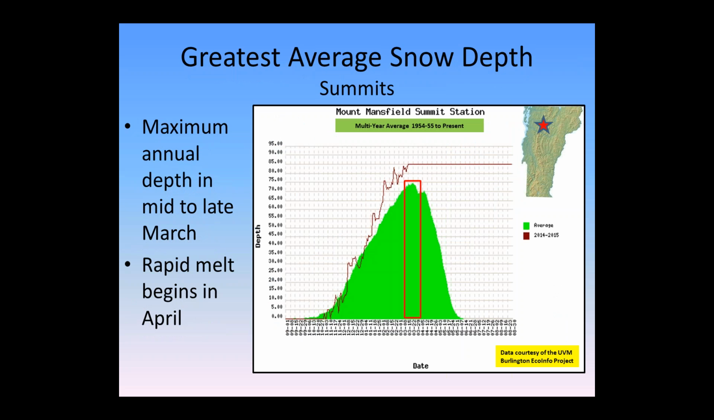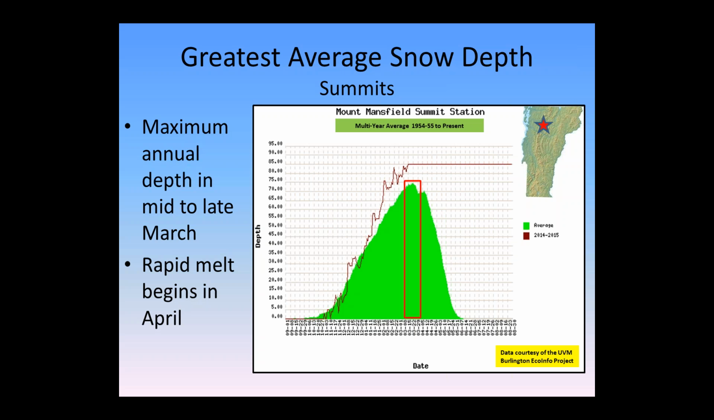The green bar shows the average 50-year, 60-year climatology for snow, and basically it shows how the snow slowly starts to increase by late October and early November, indicated by the dates on the bottom of the graph, and increases and maximizes sometime in the middle to later end of March at the summits. You have a little bit of a dip, it rises a little bit in late March, early April, and then it really falls off the table from about the second week of April on.